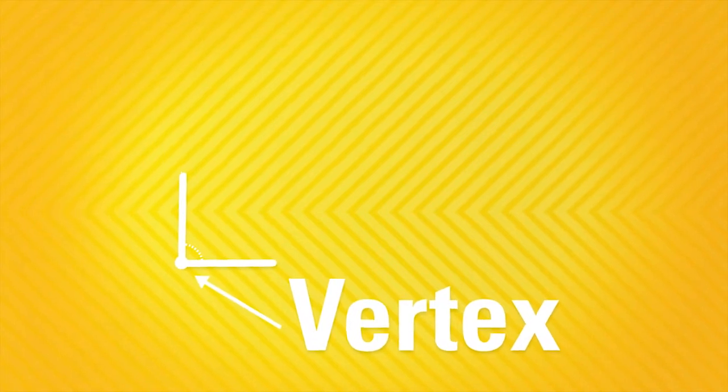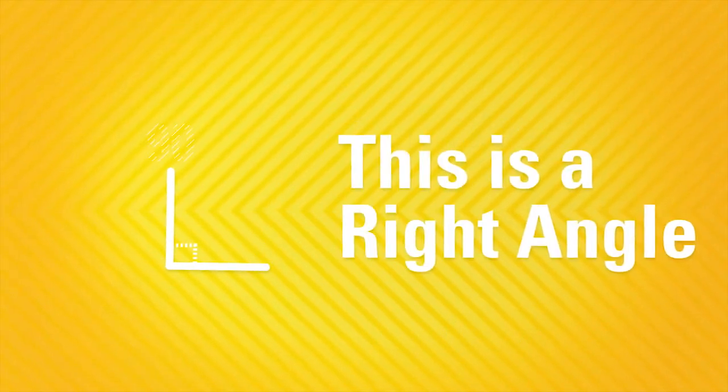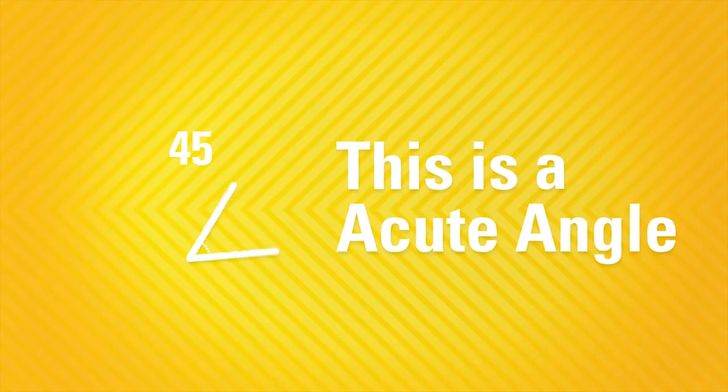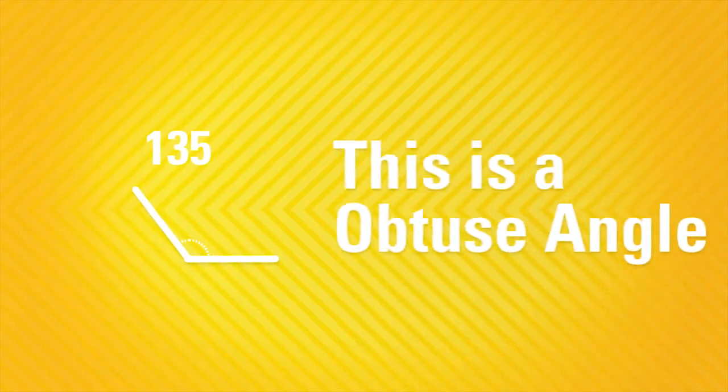An angle is made up of two legs or lines meeting at a single point called the vertex. This is a right angle, or a 90 degree angle. An acute angle is an angle that is smaller than a right angle, and an obtuse angle is an angle that is larger than a right angle.